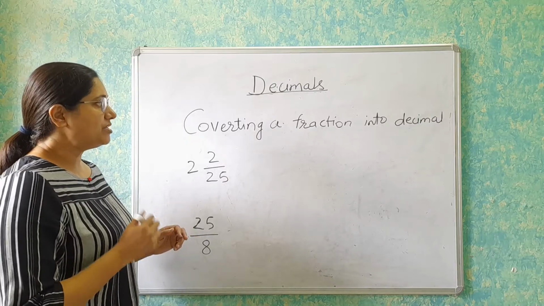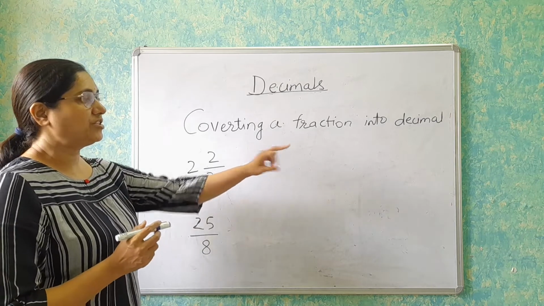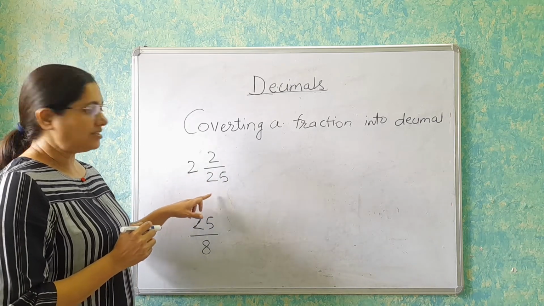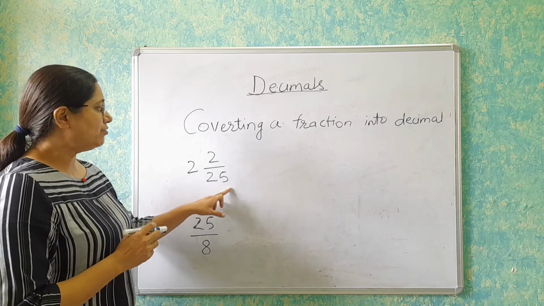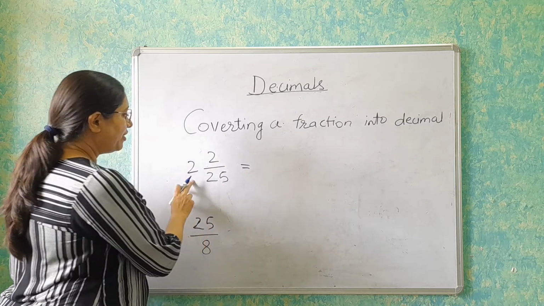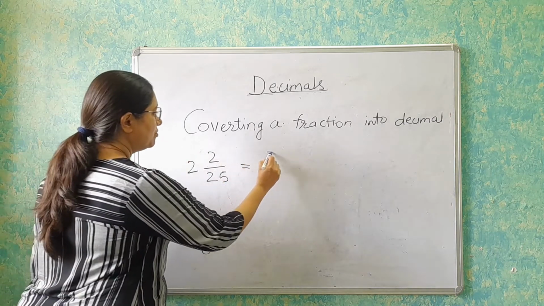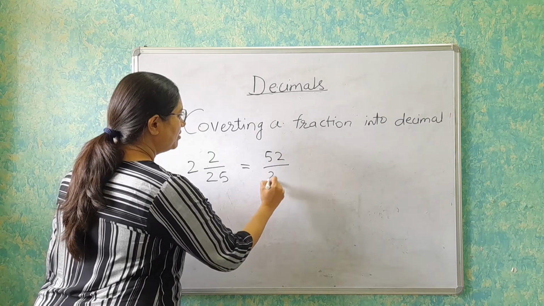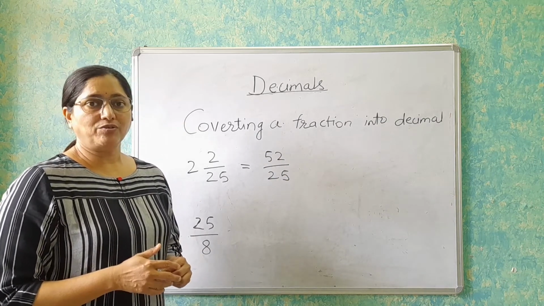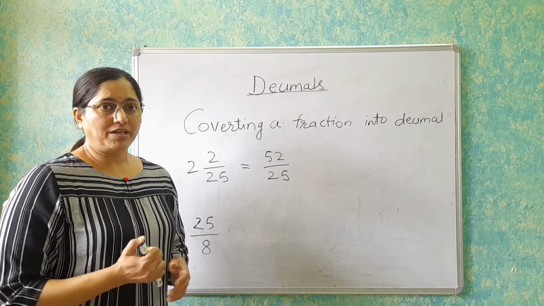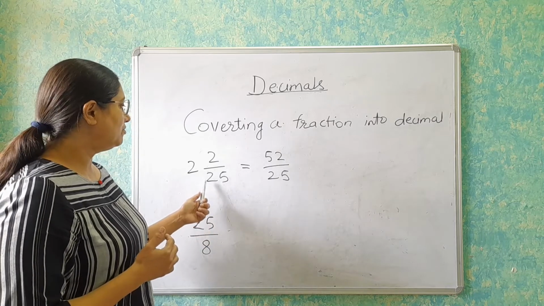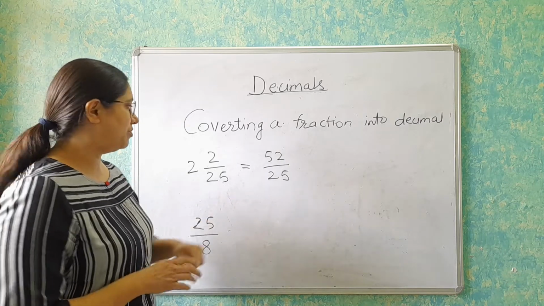Take two more examples in which we have to convert a fraction into a decimal. This is 2 and 2 upon 25. It's a mixed fraction. So first I have to convert it into an improper fraction. 25 2s are 50 plus 2, 52 upon 25. If you have not seen my previous video on fractions, you can go to my playlist and check that video first. Then you will have an idea how to convert a mixed fraction into an improper fraction.